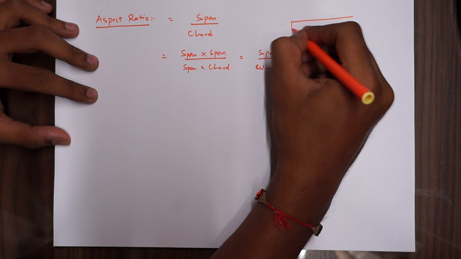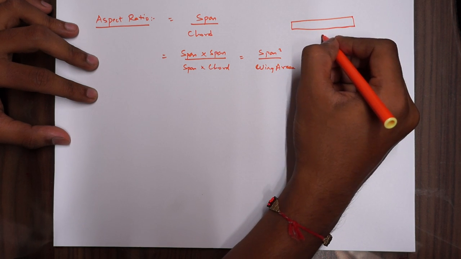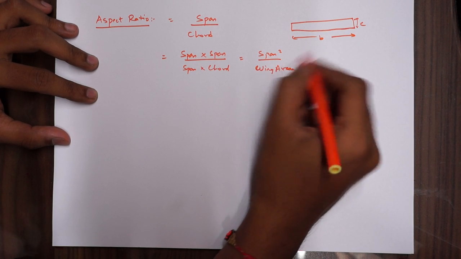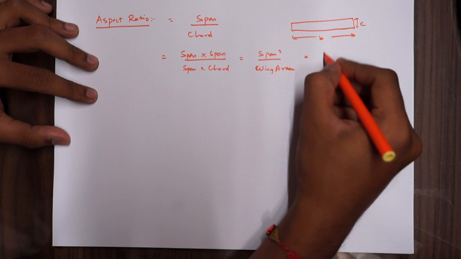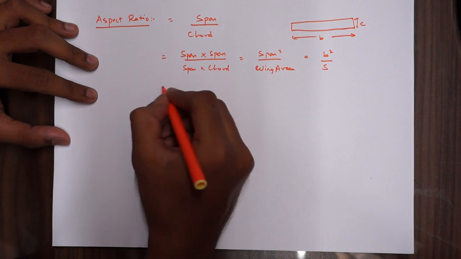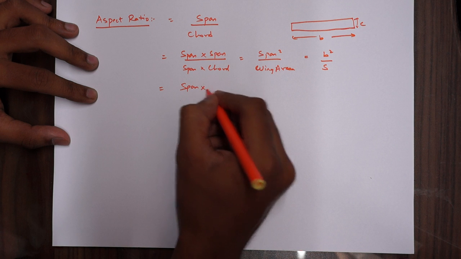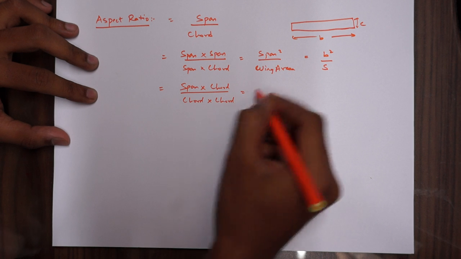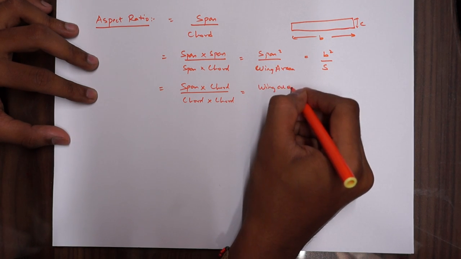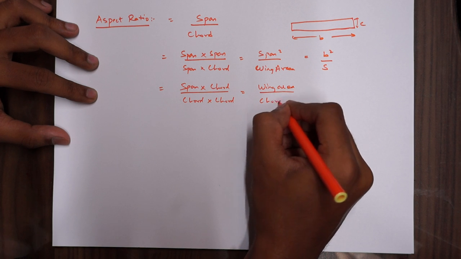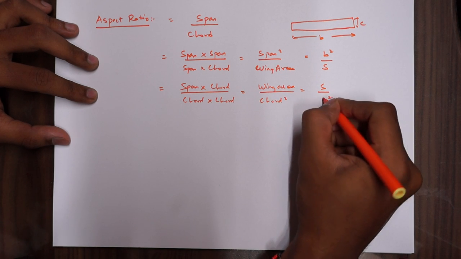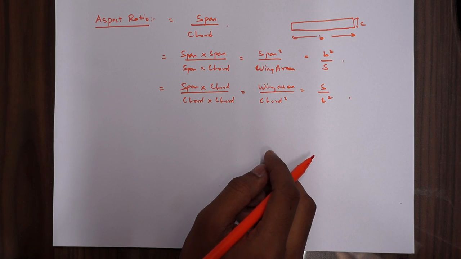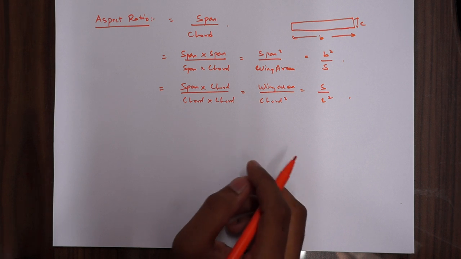If you remember, I'm just taking a rectangular example. This is C, the length of the chord. This is B, the wingspan. So span square by wing area. Span is B, B square by S, where S is the surface area. And if you want to change it further, span into chord by chord into chord, equal to wing area by chord square, that will give you S by C square. So these are all formulas for aspect ratio. Aspect ratio has various usage in terms of drag and all. We'll discuss it in the drag chapter and the lift chapter.